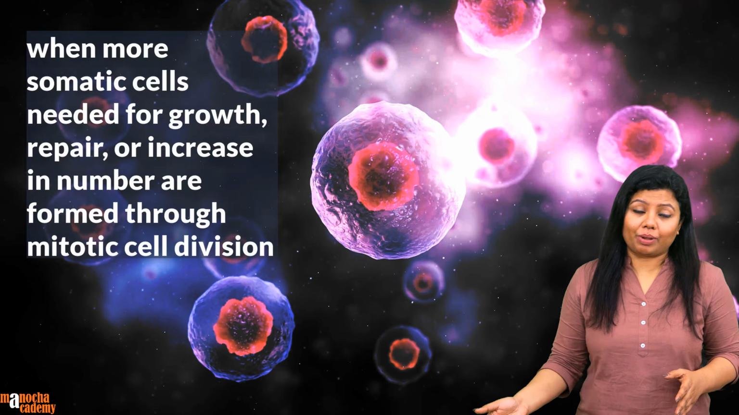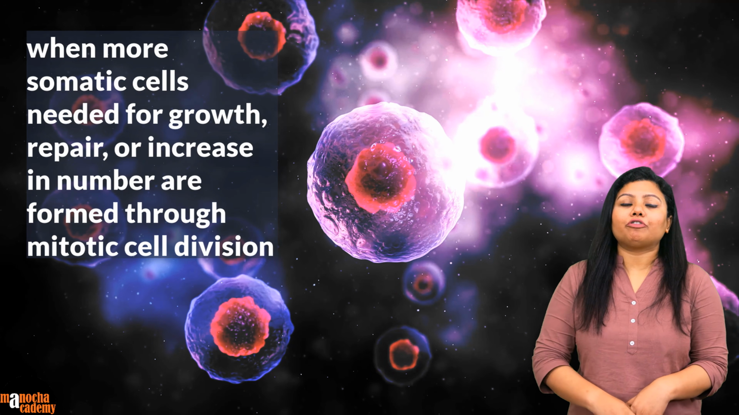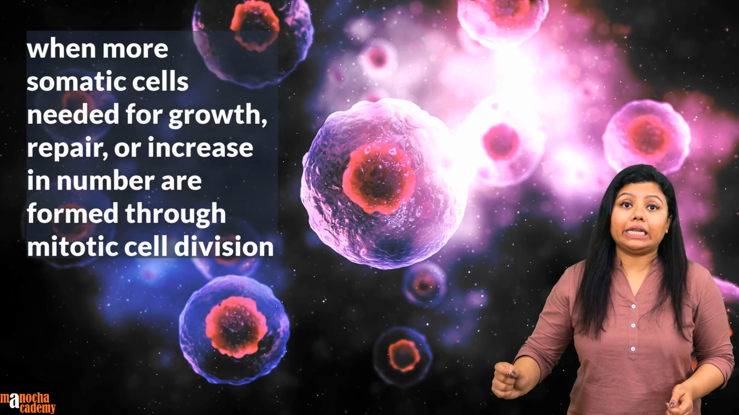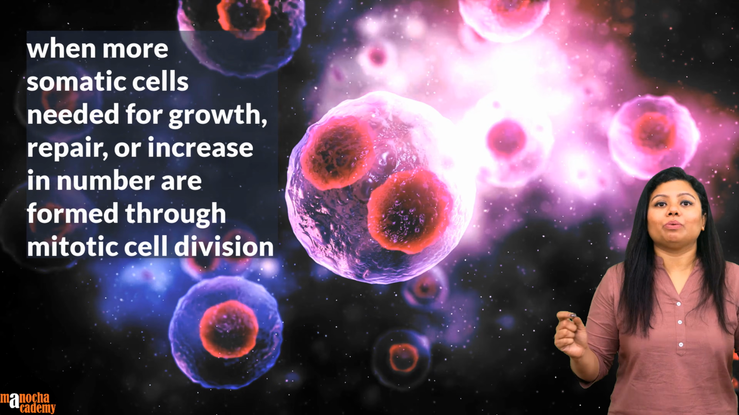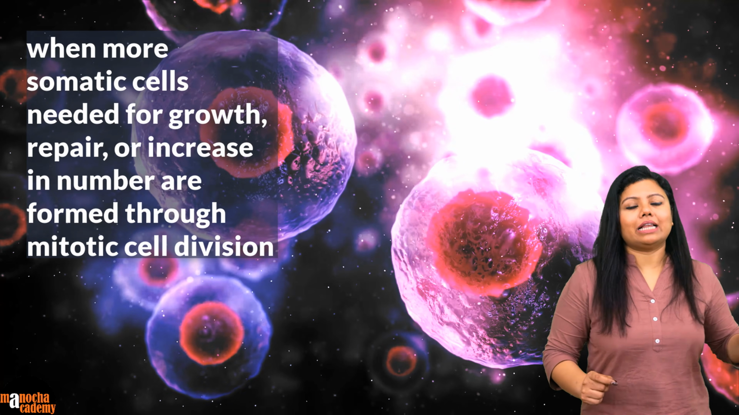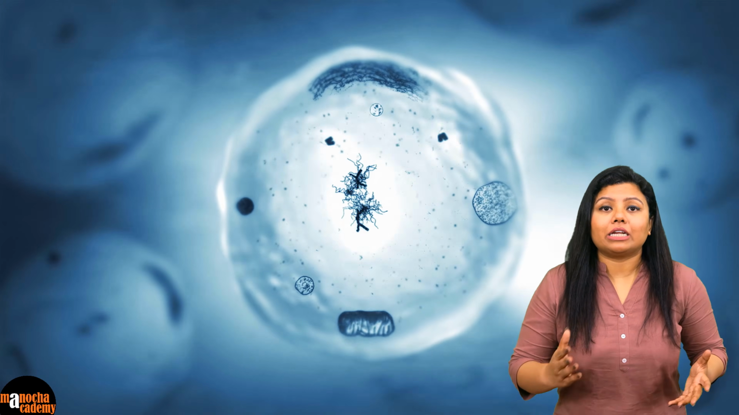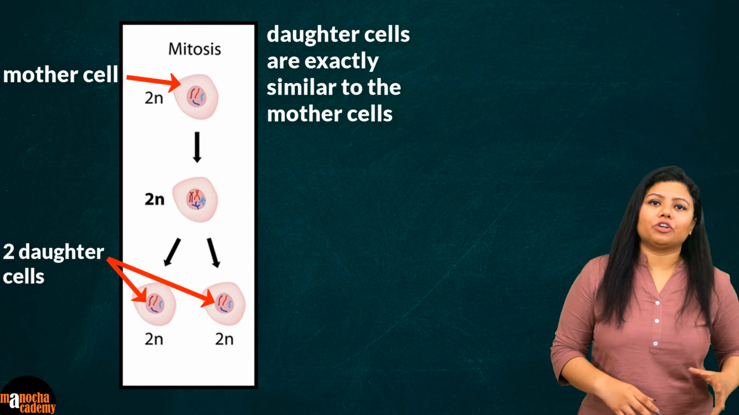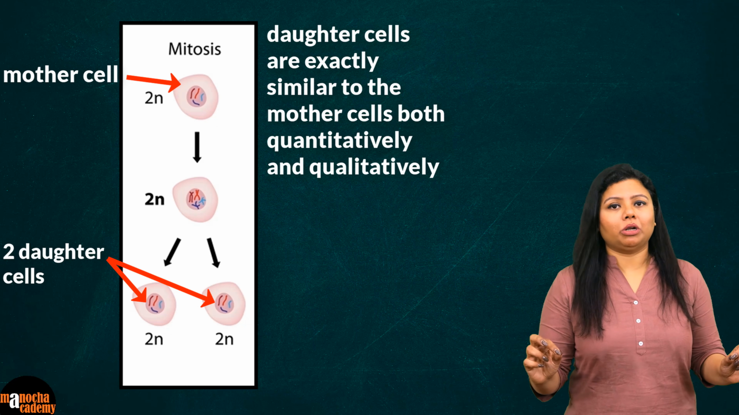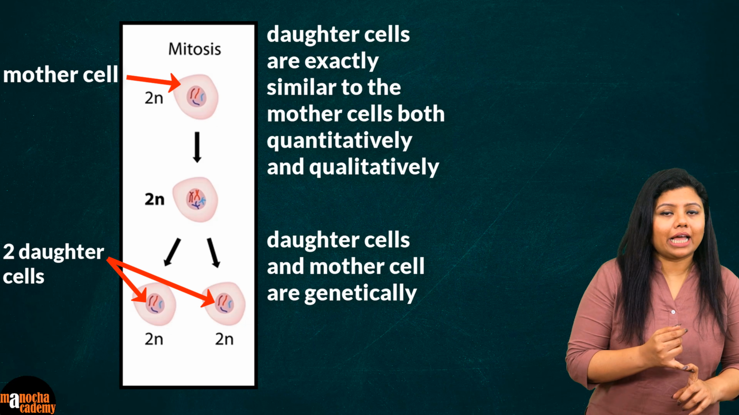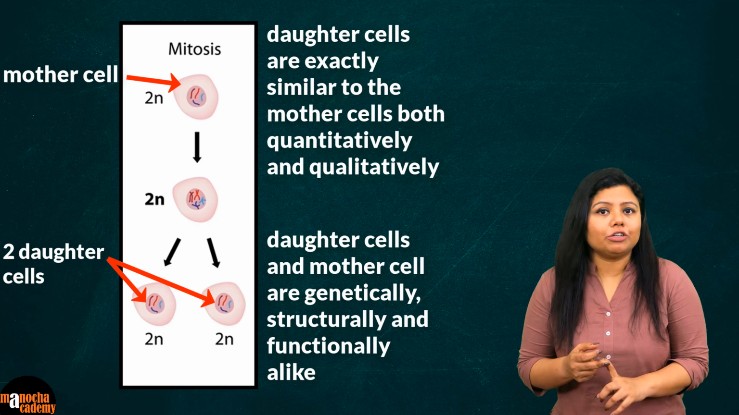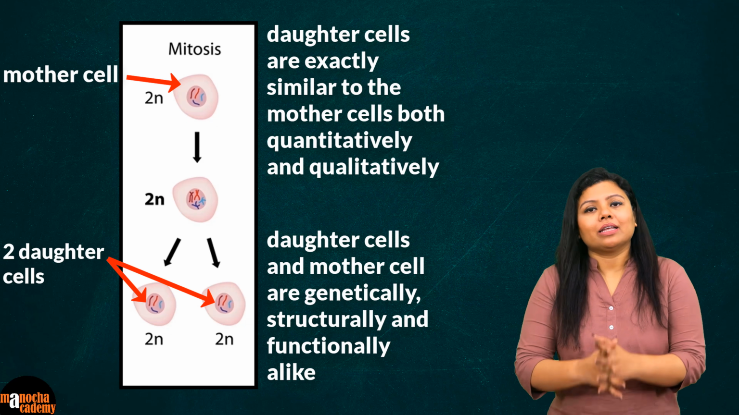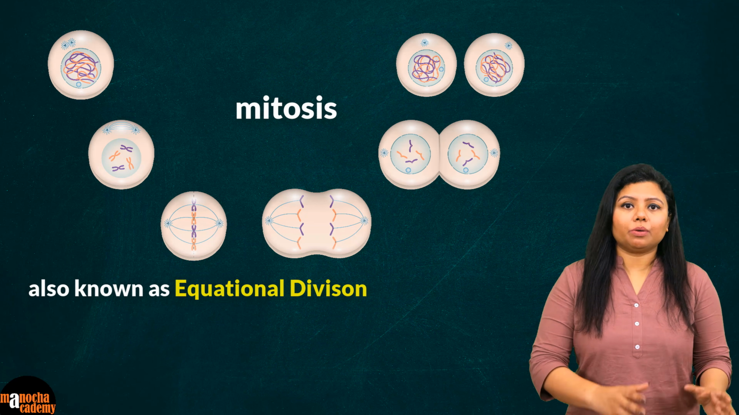And all these cells, when they have to increase in number or they have to repair or they have to perform some kind of growth, and therefore we need more cells, these extra cells will be formed by the process of mitotic cell division. Why? Because during mitosis, the daughter cells that are formed are exactly similar to the mother cell, both quantitatively and qualitatively. Meaning they are genetically alike, structurally alike, and functionally alike to each other as well as to their mother cell. That is why this kind of division is known as equational division.